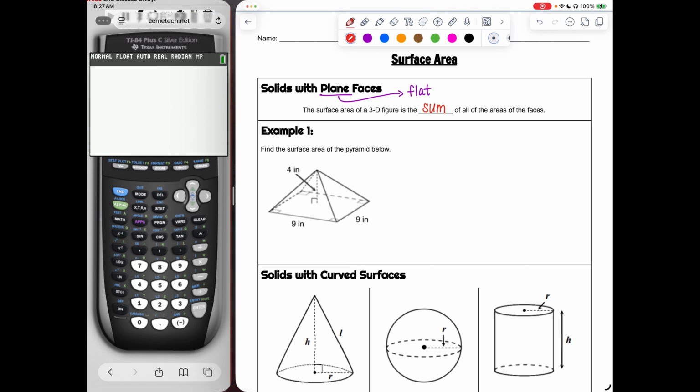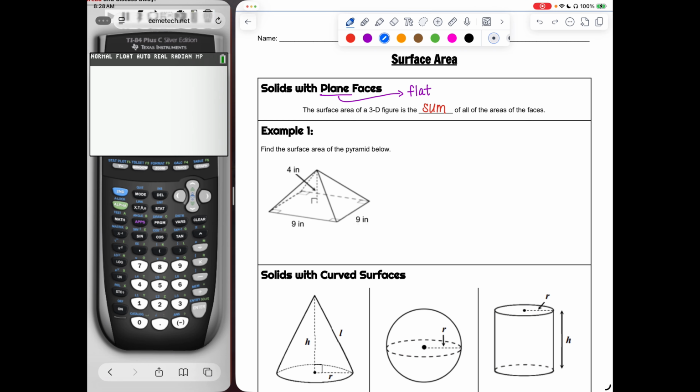So let's look at example one. It says, find the surface area of the pyramid below. As you can see here, in this pyramid, we have five faces. We have the triangles going around the sides. There are four of them, one in the front, one in the back, one on the left, one on the right. And then we also have our base, or our bottom face, which is a square. And I know it's a square because I have 90-degree angles and the length and the width are the same. So I have to find the area of all of those shapes.